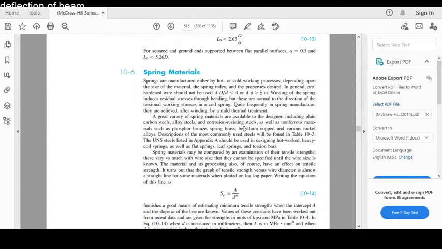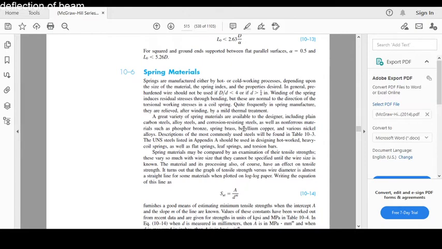So we continue. We are talking about spring material first. Springs are manufactured either by hot or cold working process, depending upon the size of the material, the spring index C, and the properties desired.